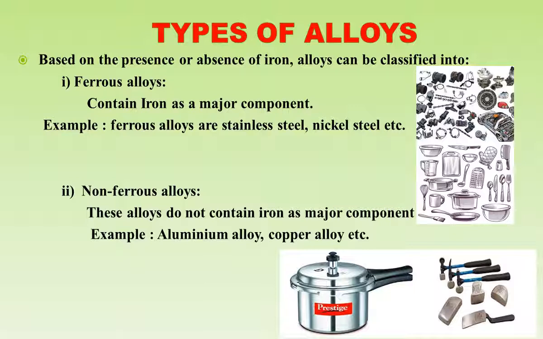If you see in the picture, ferrous alloys, with iron as the major component, are used in various machine-related equipment and also vessels. They mainly contain iron. The non-ferrous alloys are used in things like cookers, cookware, and aircraft tools, objects which do not contain iron as a major component.